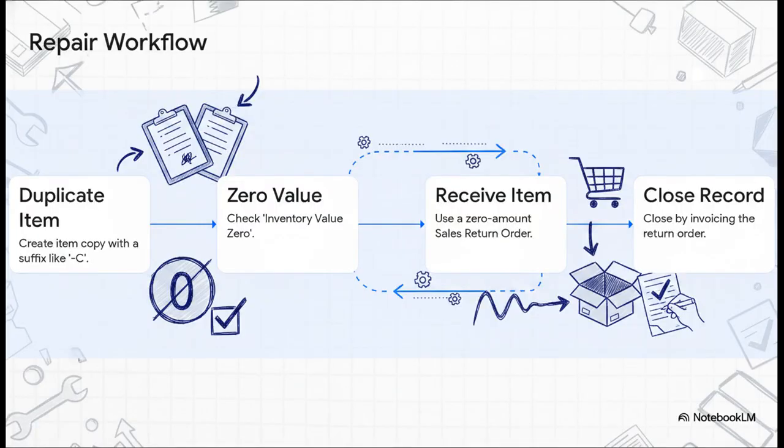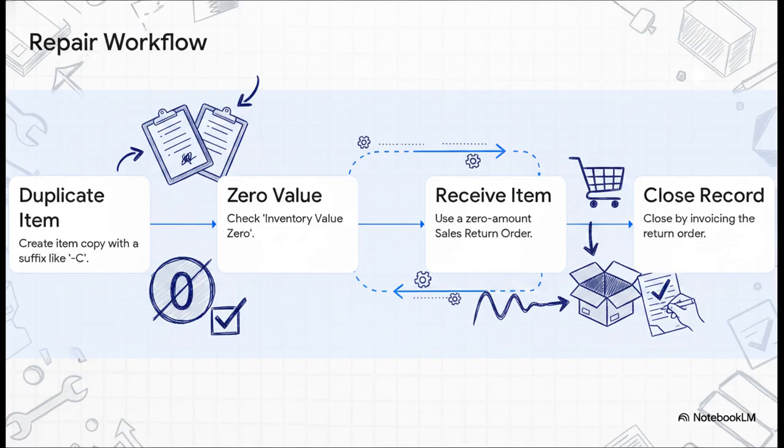So how do we systematically handle a customer returning an item for repair? It's a really neat workaround. First, create a new item using the exact same item number, but tack on a suffix, like a -k at the end. Double-check that inventory value 0 is ticked, and get this, no need for separate general ledger accounts or posting groups here.